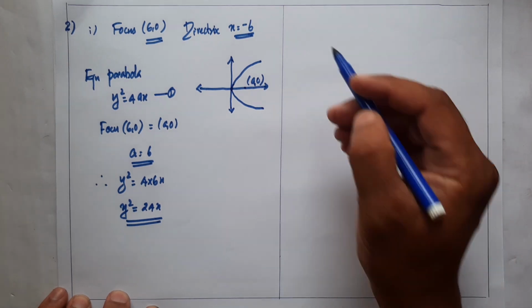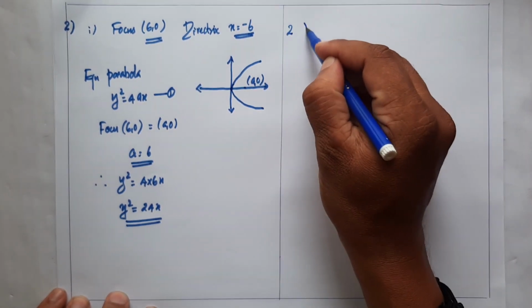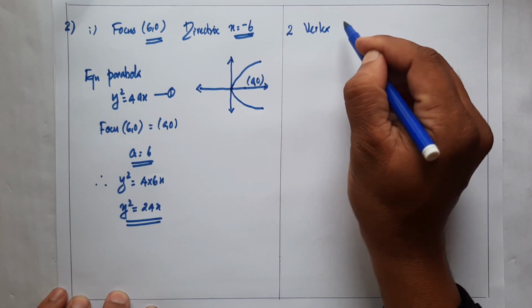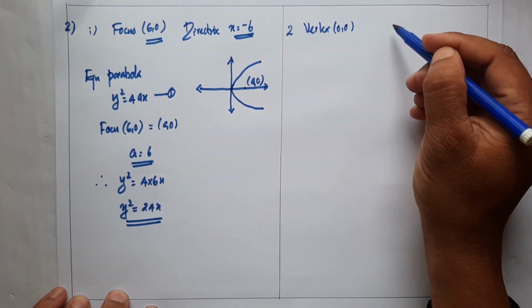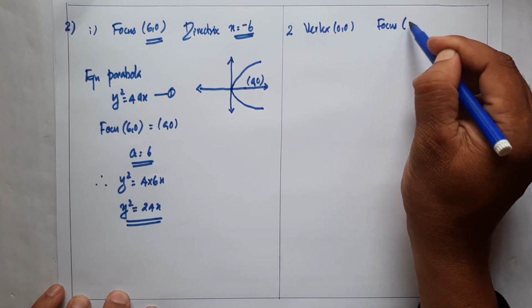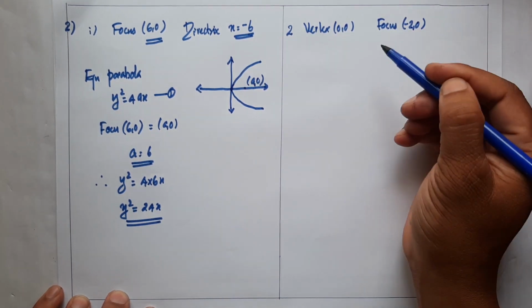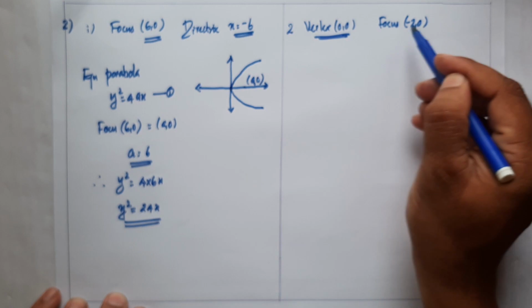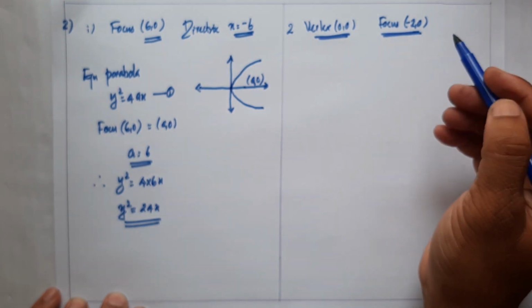Vertex (0, 0) and focus (-2, 0). Vertex (0, 0), focus (-2, 0).